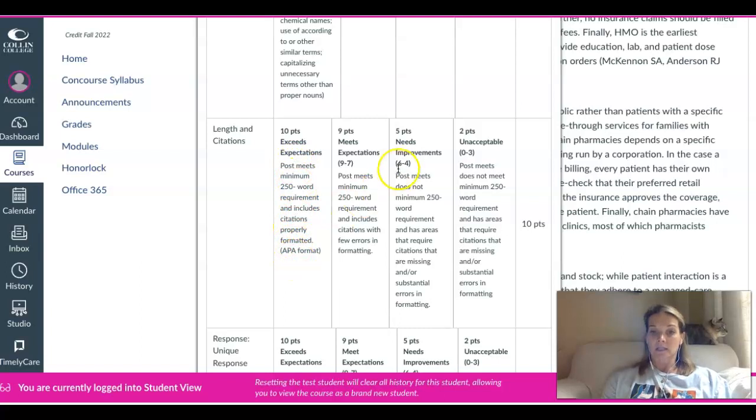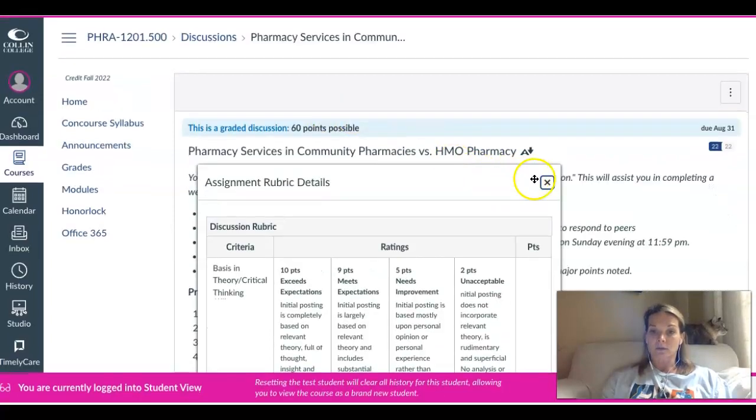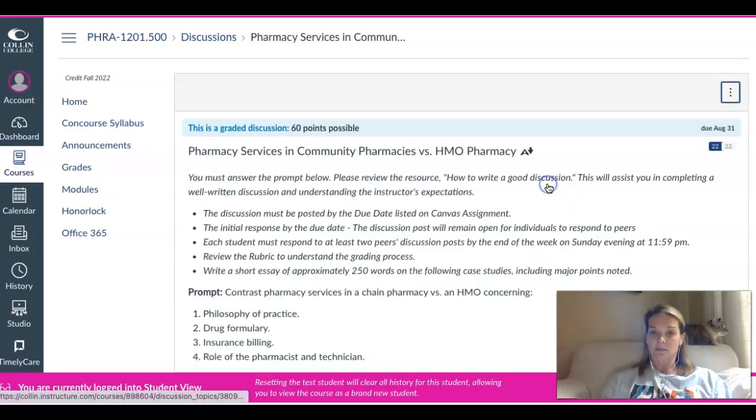Without any citations, you're going to fall between a 5 and a 2. And most of you got a 2 because nobody put any citations on any of their discussion posts. So that being said, the scores on the discussion posts were really low because a lot of people didn't follow the instructions.